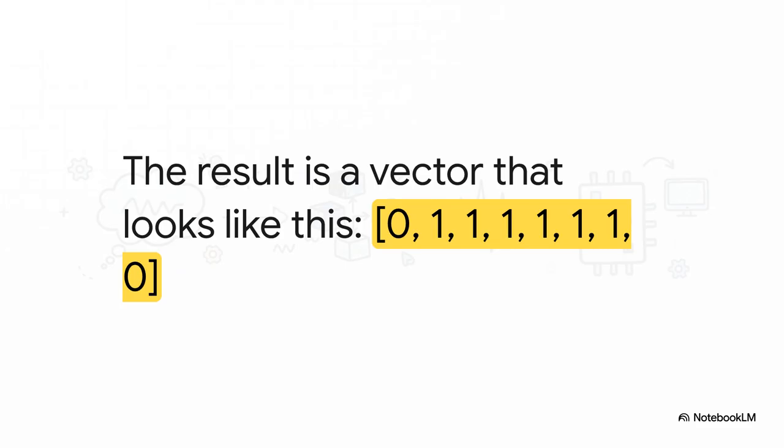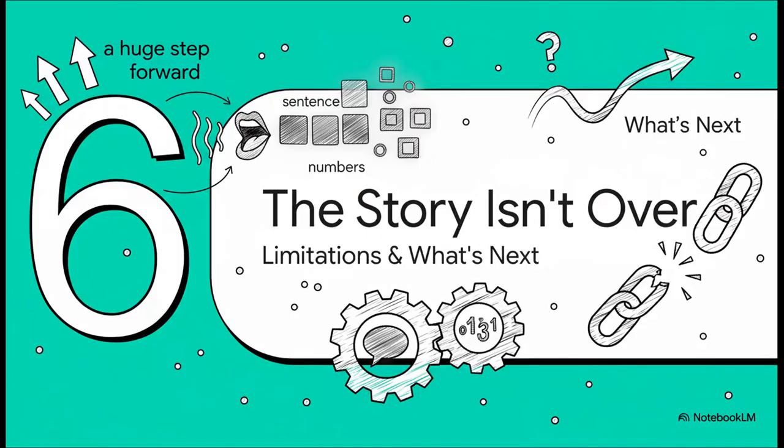It tells the machine exactly which words from our vocabulary are in there. You can think of it like a light switch panel. A 1 means that word's light is on, and a 0 means it's off. Now, don't get me wrong. This is a massive leap forward. We've managed to turn a sentence into a unique set of numbers.